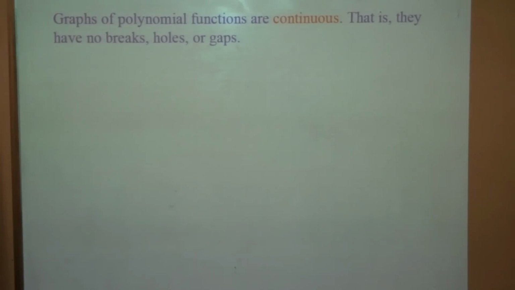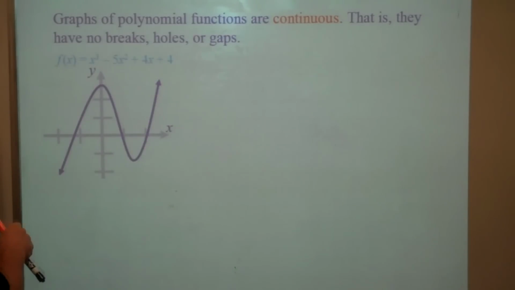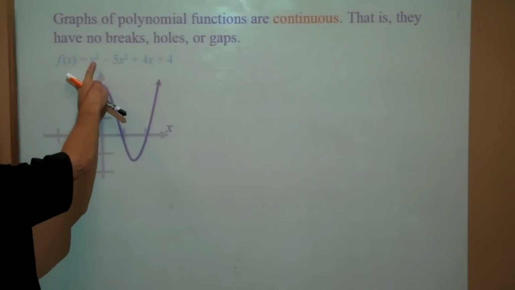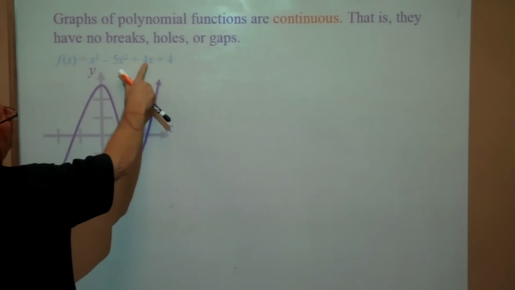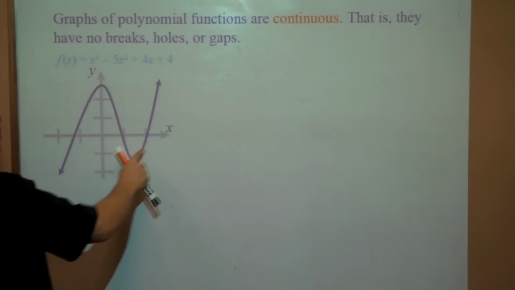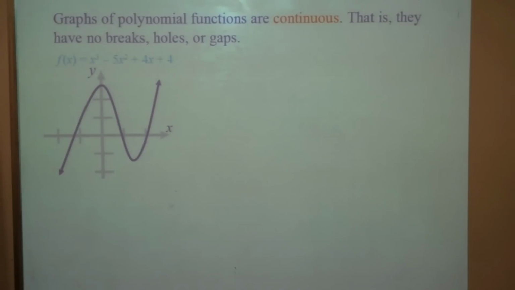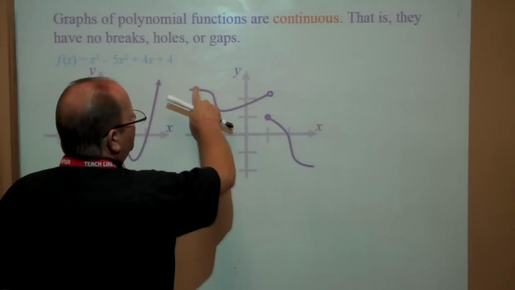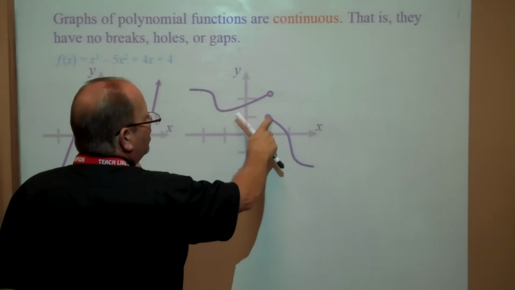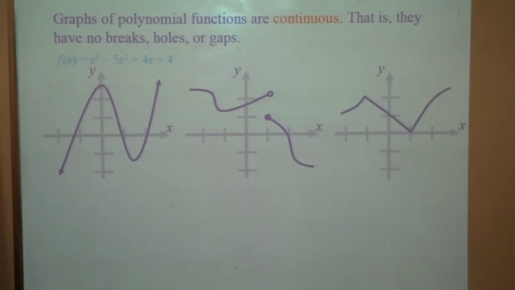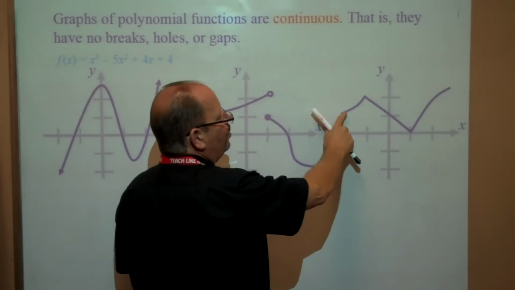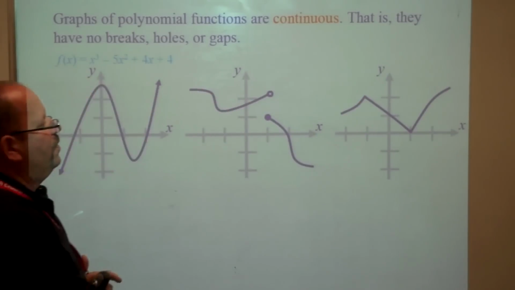Graphs of polynomial functions are continuous. That is, they have no breaks, holes, or gaps in the graph. They are smooth curves. Here's the graph of f of x equals x cubed minus 5x squared plus 4x plus 4. Smooth curve. The arrow on the end indicates that it continues on in that direction infinitely. This graph is not a polynomial because it is not continuous. It has this break in it.